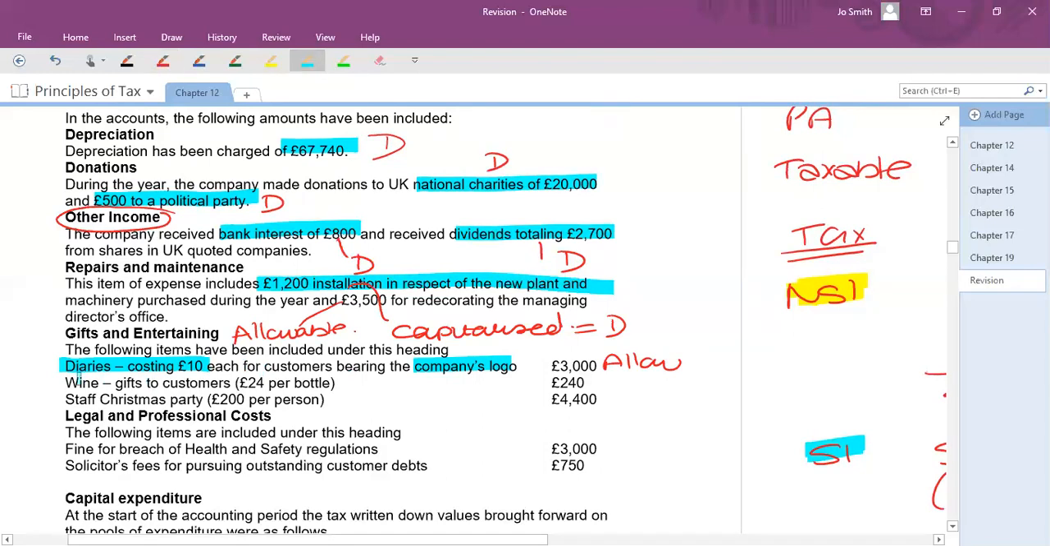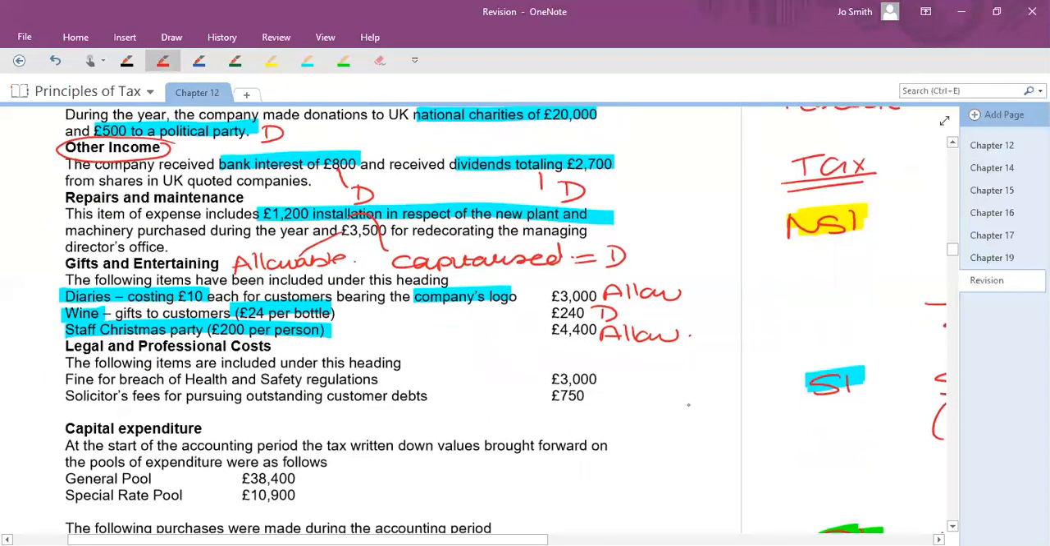However, the wine is not allowable. It doesn't matter that it's under the £50 limit. The fact is it's alcohol. Alcohol, cigarettes and vouchers, we've got to disallow. And finally, the staff Christmas party, that's absolutely fine. Any entertaining for staff is okay, but not for our customers.